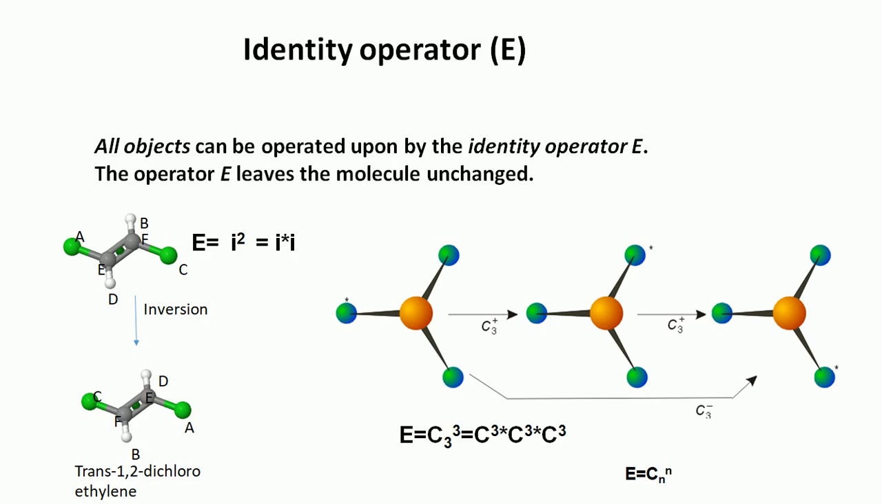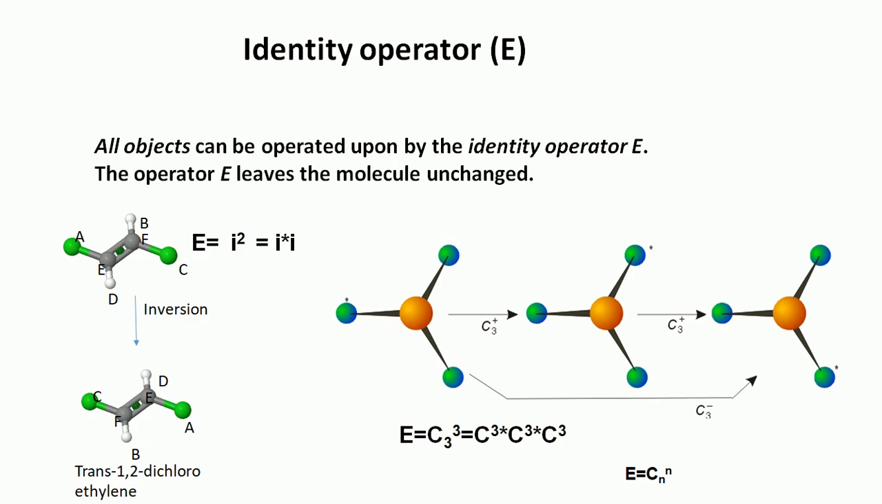The next operation is the identity operation or identity operator E. Identity operation is an operation which leaves the molecule unchanged. It's actually a do-nothing operation. You just leave the molecule and the molecule remains the same. So every molecule or every object has at least one symmetry element, E or identity. So every molecule has a symmetry on its own, and that is represented by the letter E, symmetry operation E.